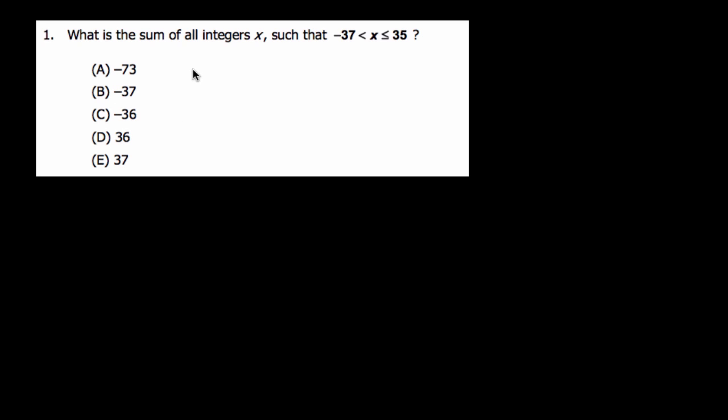What is the sum of all integers such that x lies between negative 37 and 35? So you're told to sum all integers between negative 37 and 35. And what you'd observe here is there is no equality sign here, while here there is an equality sign. So what this means is, when you're going to list all the integers between negative 37 and 35, you should not include negative 37, but here x can include 35.